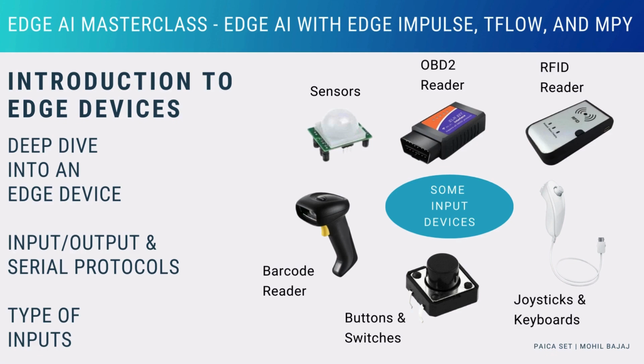Input devices are hardware that help gather information from the environment. This information is then processed locally by edge devices to generate insights on which actions can be performed. Pretty straightforward, right? With that out of the way, let's look at some common input devices used in edge AI.